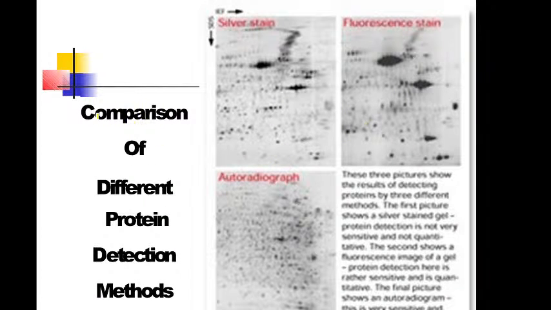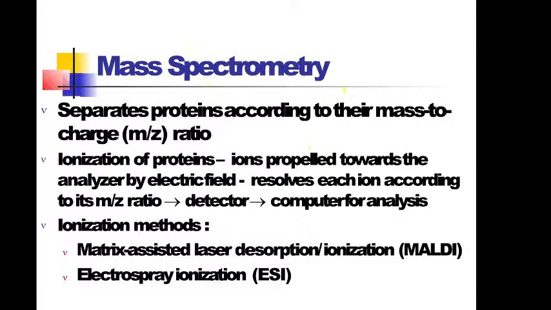Then we have to do the comparison. So this is the result. We have to do the comparison. Then mass spectrometry, again it is the mass to charge ratio. It is the separation of the proteins according to the mass to charge ratio. Getting my point? So ionization of proteins, ions propelled towards the analyzer by an electric field. So we have ionization, we have detectors.